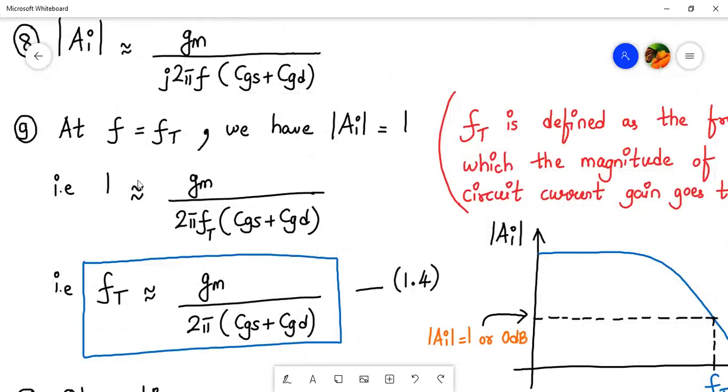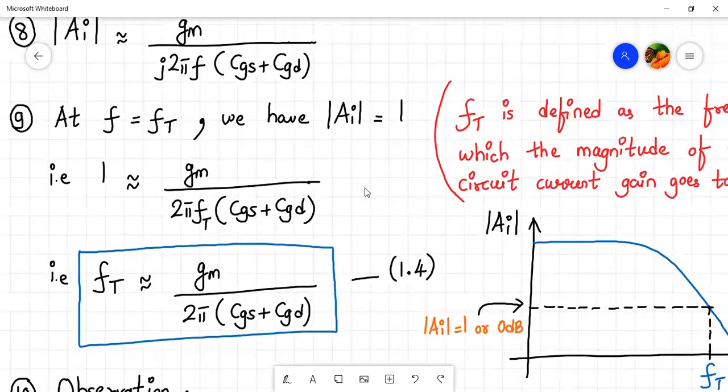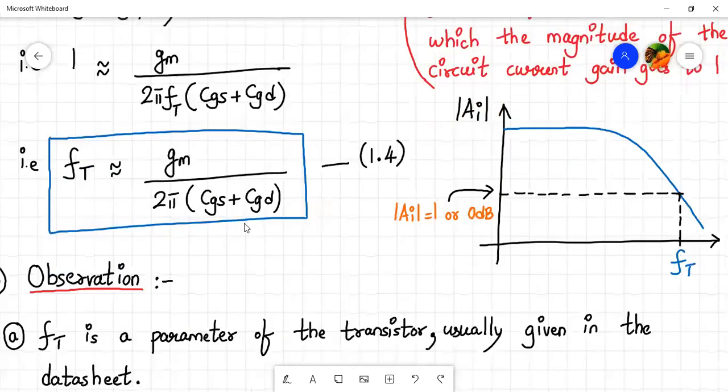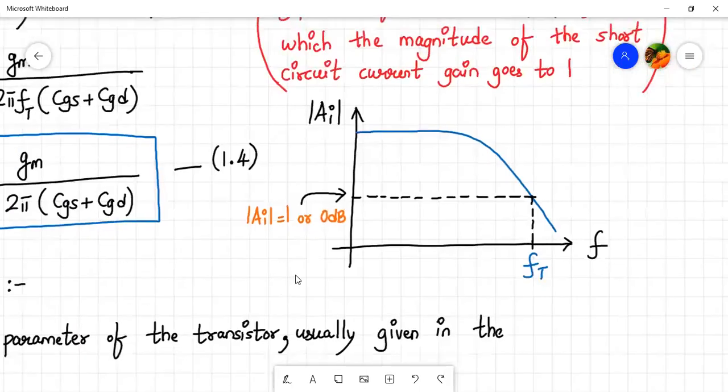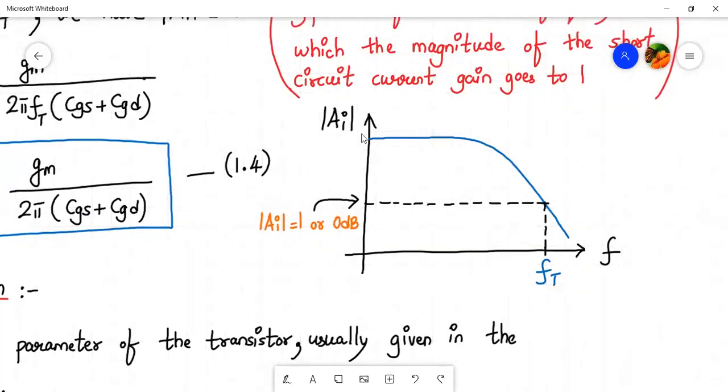So we'll equate this current gain equal to 1. So 1 is approximately equal to gm upon 2π fT into Cgs plus Cgd. So fT will be approximately equal to gm divided by 2π into Cgs plus Cgd. And when we plot the frequency response of the current gain versus the frequency, whenever the current gain becomes unity or 0 dB, we can define this as the unity gain frequency or transition frequency.